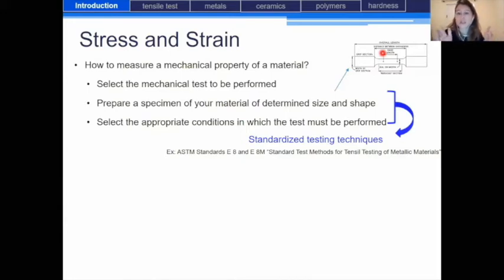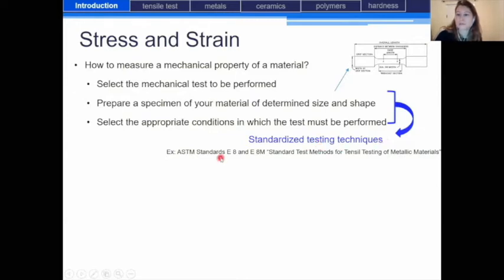So the machine will be in contact with the specimen on these two parts. Whereas on the middle of the specimen, you have the gauge length, where in fact the load will be applied. And so depending on the material you are working with, the size and shape of the specimen is specific. And as you can see, you have standardized testing techniques.